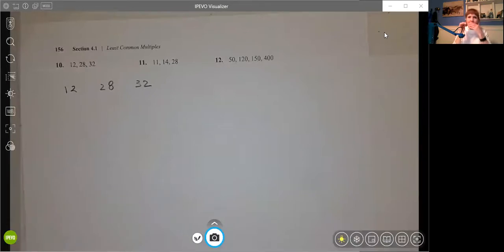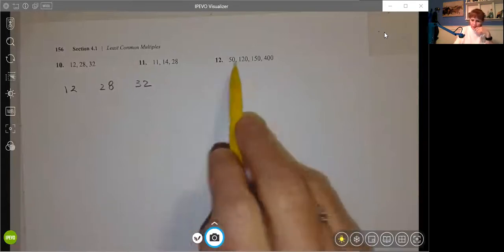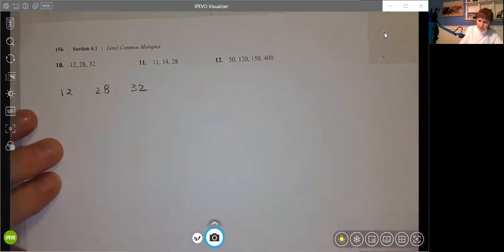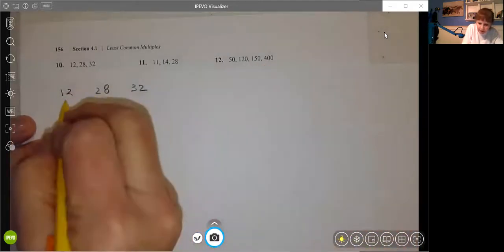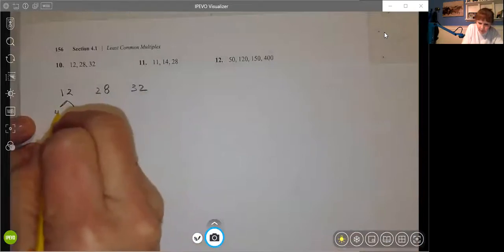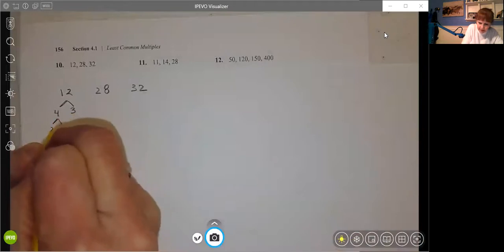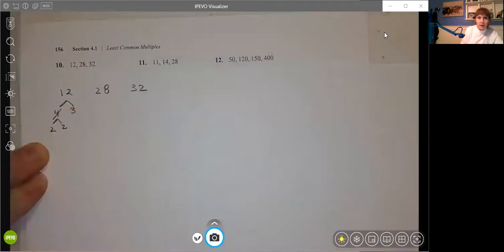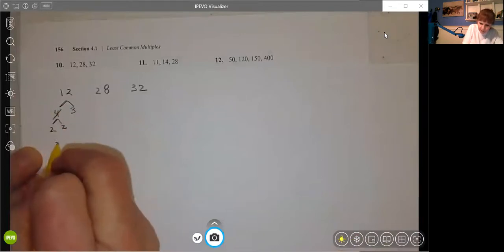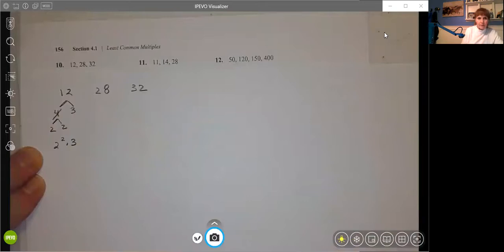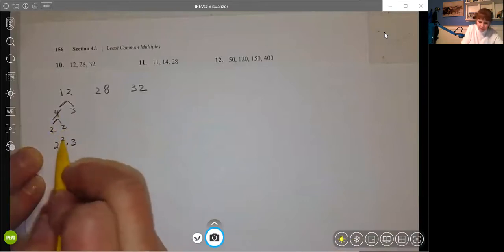Looking at number 12, I think we can handle it. It has 4 different fractions with 4 different denominators. All right, so let's look at number 10 first, and then we can do number 12. Here, I'm going to go 4 times 3. The 3 is good, but the 4 is not. It's good practice on your prime factorization. So we have 2 squared times 3. That's what 12 is. 2 squared, because I have 2 of them.